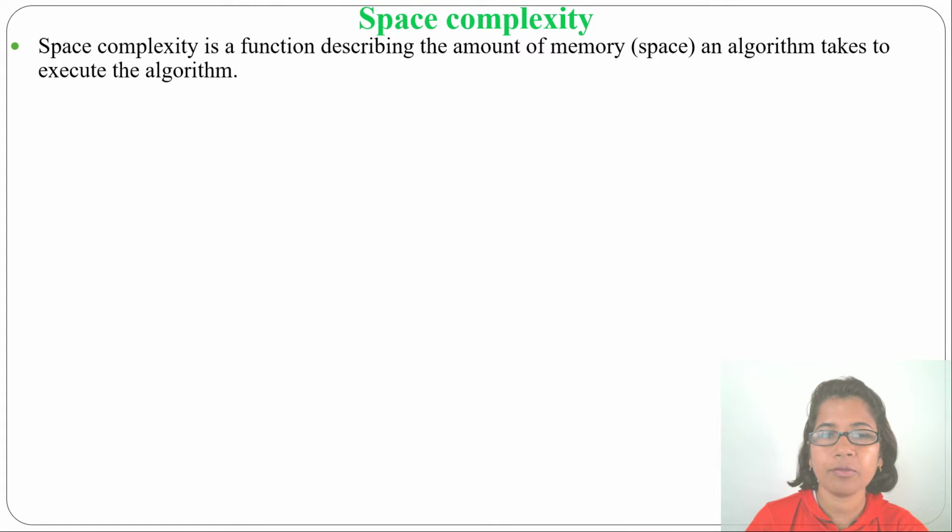Space complexity is a function describing the amount of memory, or you can say space, an algorithm takes to execute the algorithm. How much extra space it requires rather than the input for executing an algorithm is called as a space complexity. There are two types of algorithm. One is non-recursive or iterative algorithm, another is recursive algorithm. We'll find space complexity separately for non-recursive algorithm and for recursive algorithm.